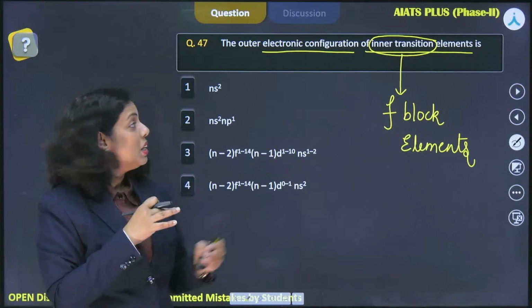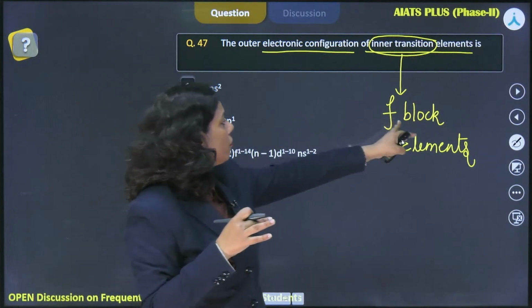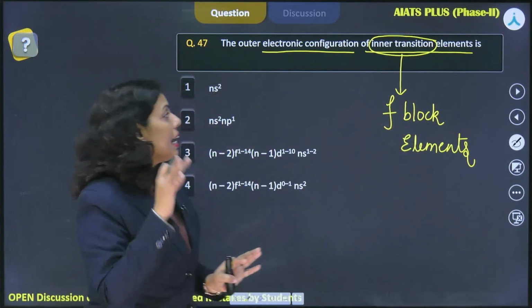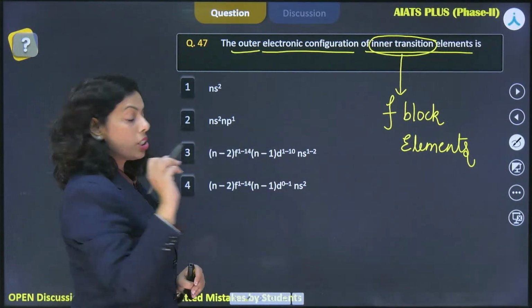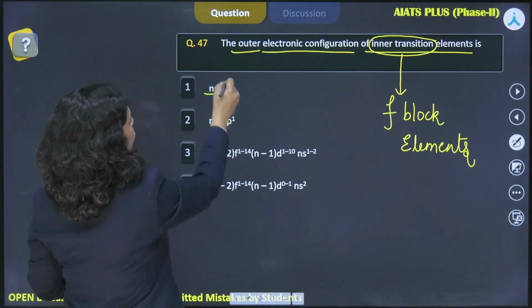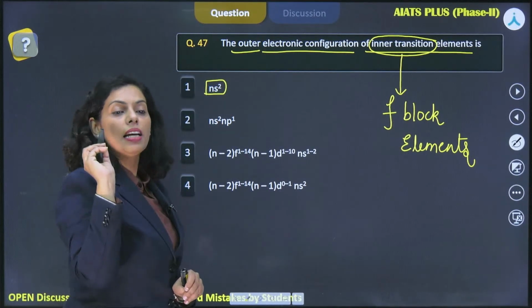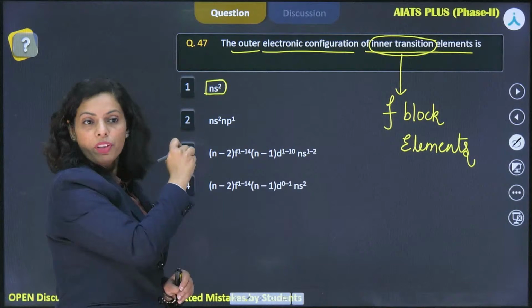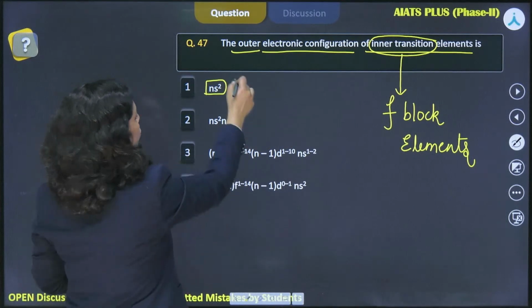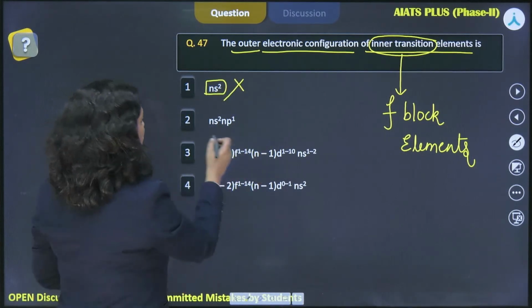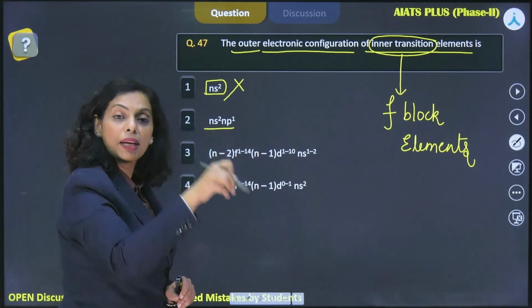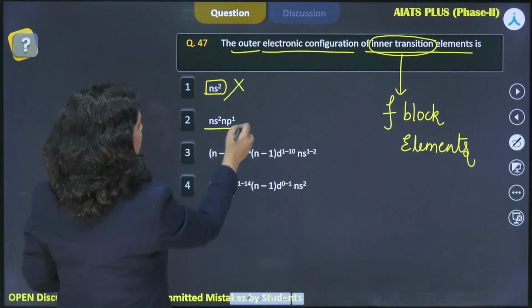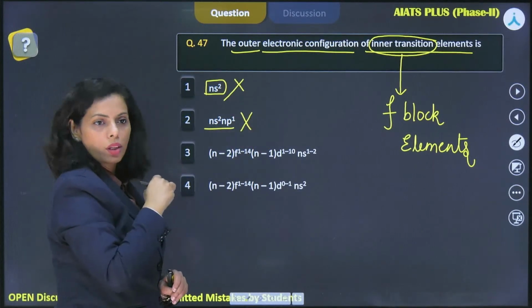I'll be just checking. So, we were talking about F block elements, and if it comes that you need to identify the outer electronic configuration, so we have to look at the option. So NS2, this is just representing an S block element, and more specifically group 2, right? So this could not be my right answer. Now the next one, NS2 NP1, so the last electron is entering in the P orbital, right? So this is representing a P block element, okay?